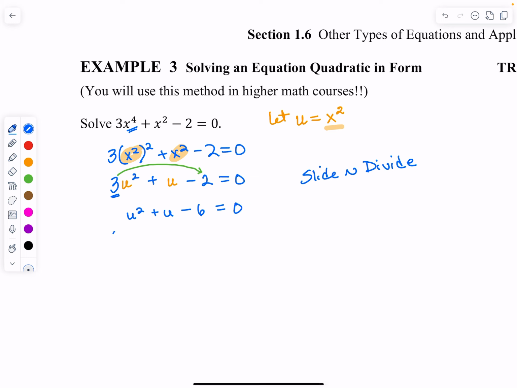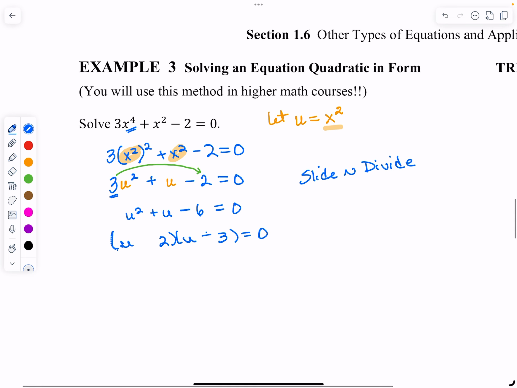Now this factors. I'll have a u and a u. And what do we get? 2 times 3 gives me 6, and it subtracts to give me 1. So I need a positive 1. So I'll have a positive 3 and a negative 2.